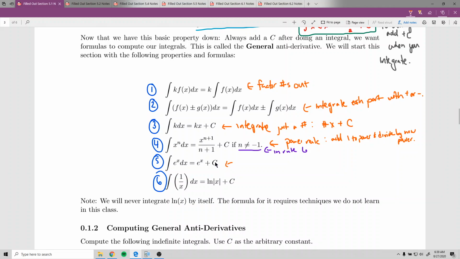Right. Rule 5 says the integral of e to the x dx equals e to the x plus c. Same deal for derivatives. When you do the derivative of e to the x, it's the same thing. So when you reverse it, you still get the same thing, but you have to remember that plus c.